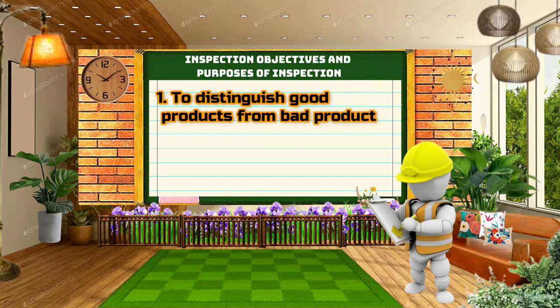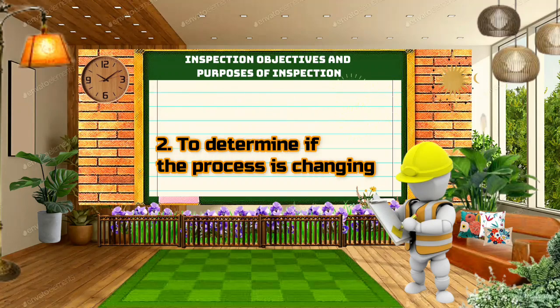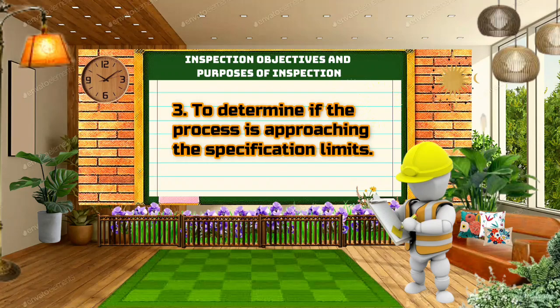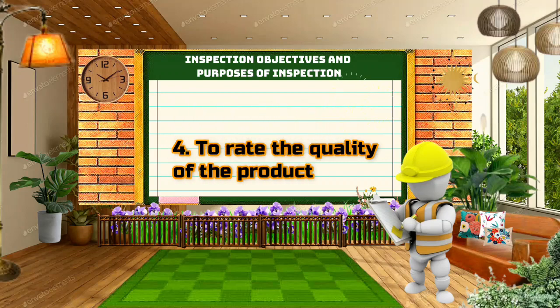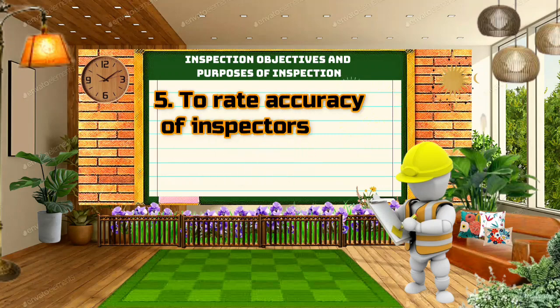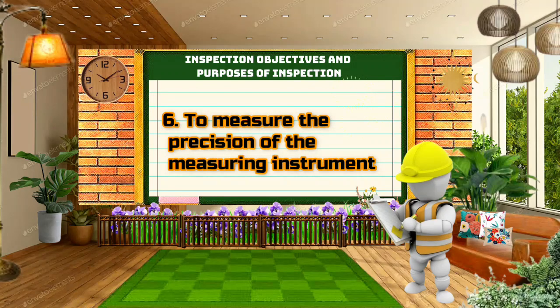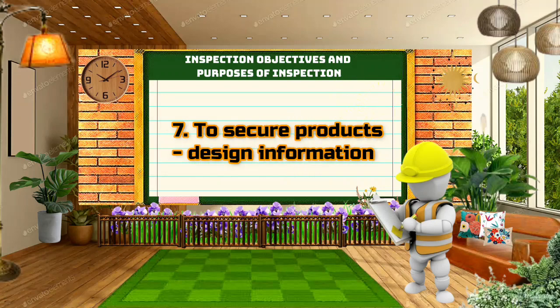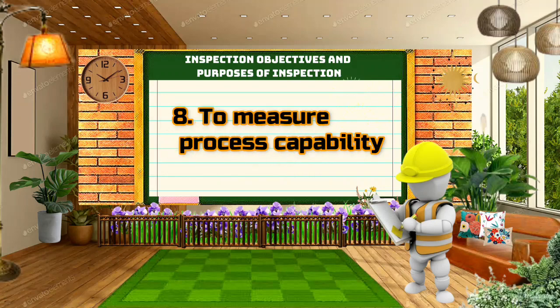Okay, so we have the inspection objectives and purpose. Number 1 is to distinguish good products from bad products. Number 2 is to determine if the process is changing. Number 3 is to determine if the process is approaching the specification limits. Number 4 is to rate the quality of the product. Number 5 is to rate the accuracy of the inspectors. Number 6 is to measure the precision of the measuring instrument. Number 7 is to secure product design information. Number 8 is to measure process capability.